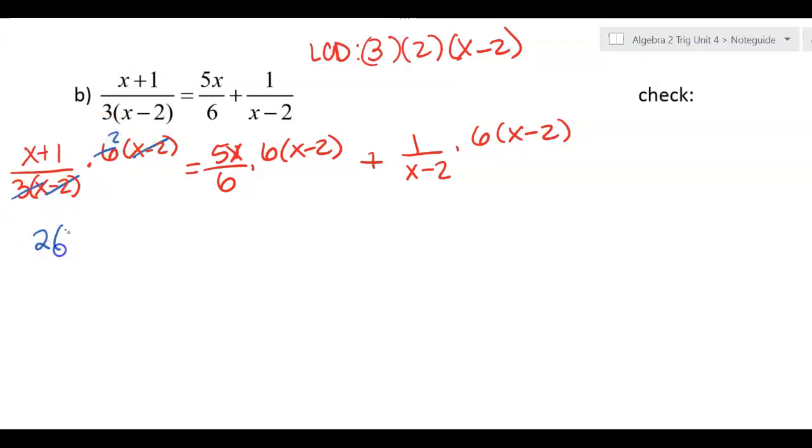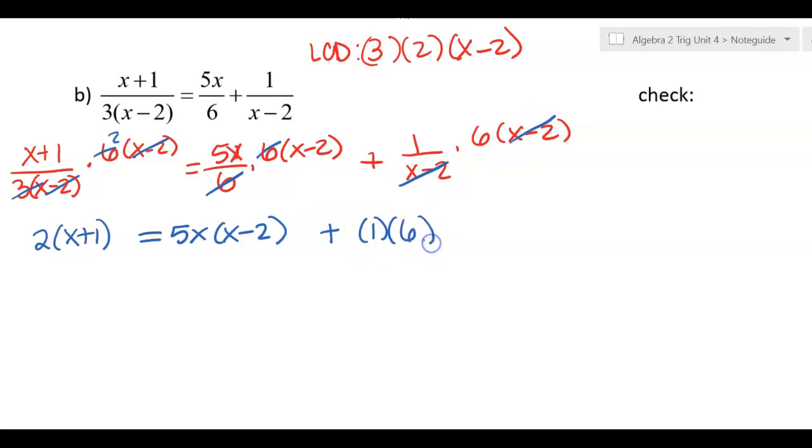So did you get for your first term that we would have 2 times x plus 1, if we were able to cancel out the denominator using that greatest common factor? On the right side, we would have 5x times x minus 2 being added with 1 times 6. Any questions at this step?